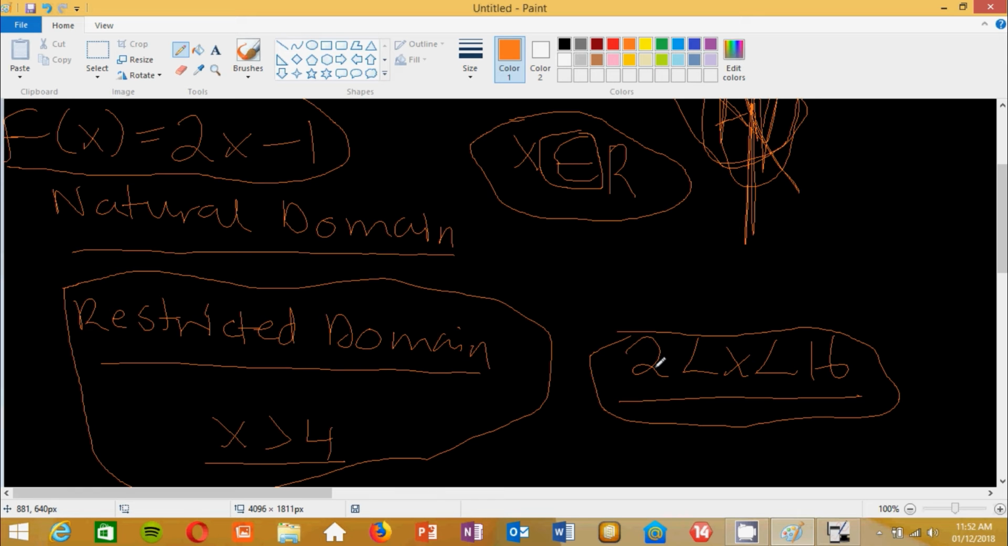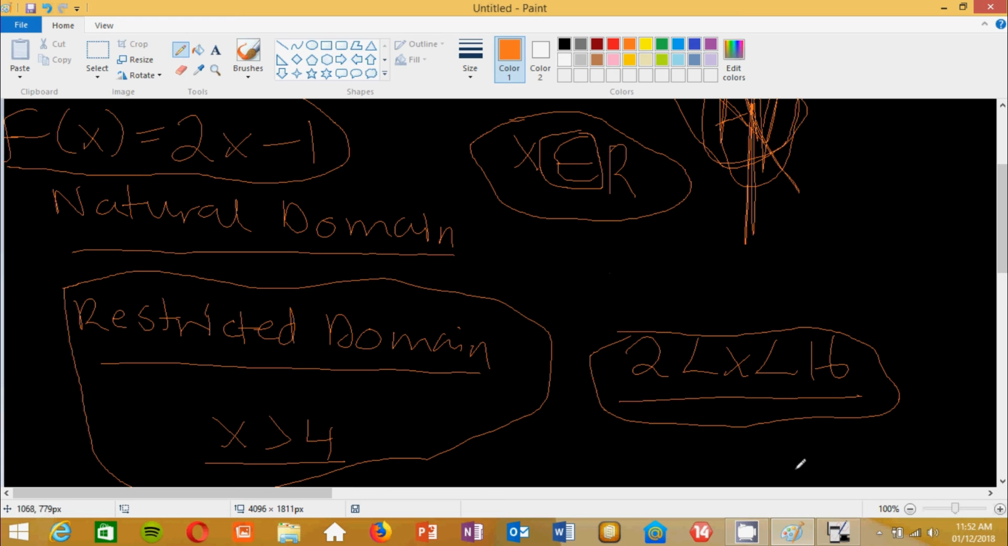I can also say, well, look, I don't want any number that's equal to 2 or less than 2, and I also don't want any number that's equal to 16 or greater than 16. I just want numbers that are greater than 2 and less than 16 for this function. And I can set this as my domain. x is greater than 2 and less than 16.